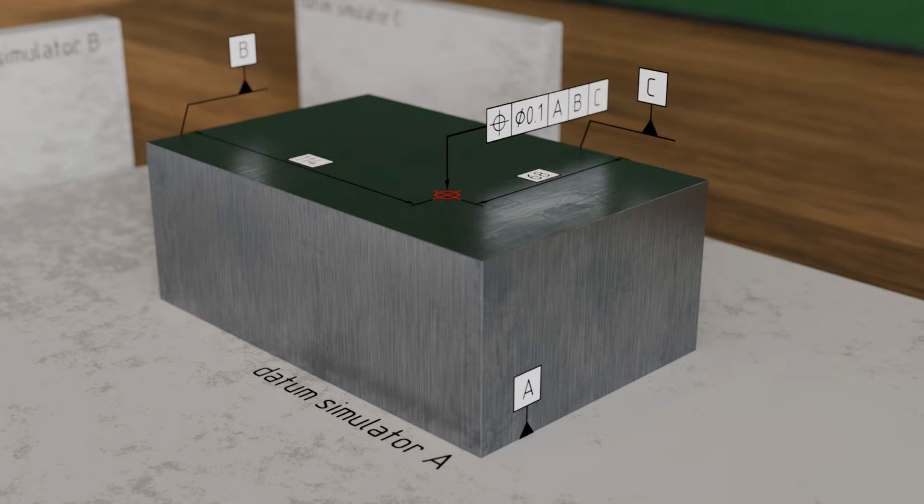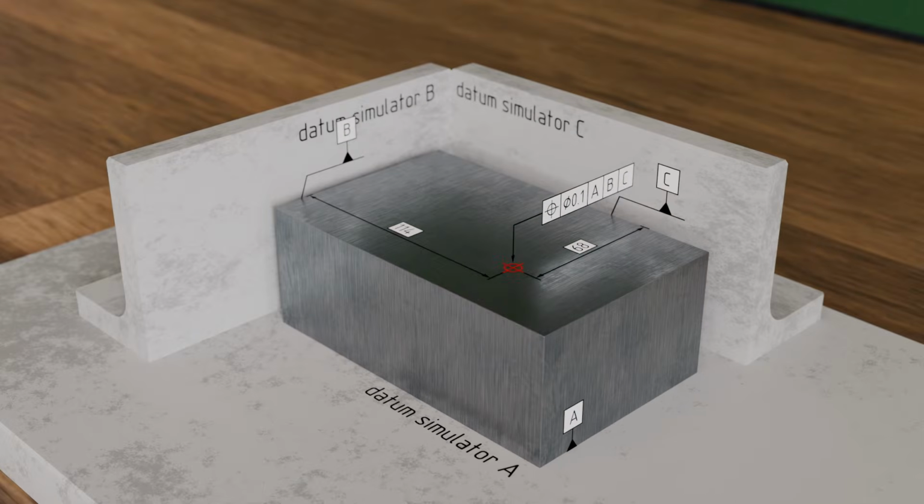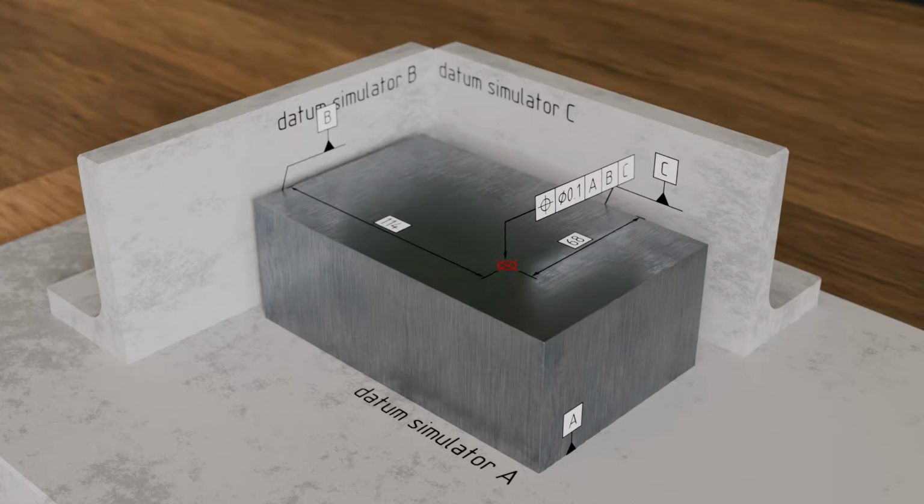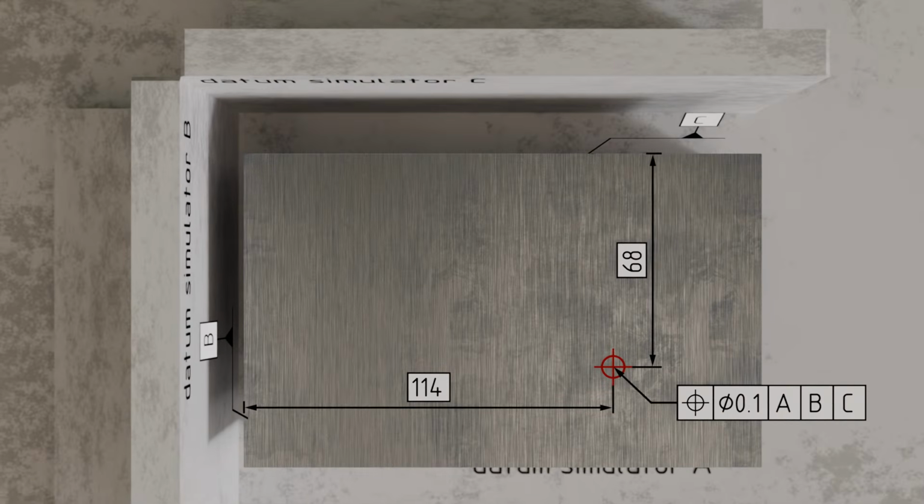Now the part must be aligned on 2 additional datum simulators in order to fully fix it in space. These are 2 further flat surfaces, both perpendicular to each other and perpendicular to the base plate. The reference surfaces A, B, and C thus form a perfectly flat and right-angled datum system for our part. If our part were also ideally shaped, meaning all sides were perfectly flat and perpendicular to each other, then it would make no difference whether we first align the part on datum simulator B and then on C, or first on C and then on B.